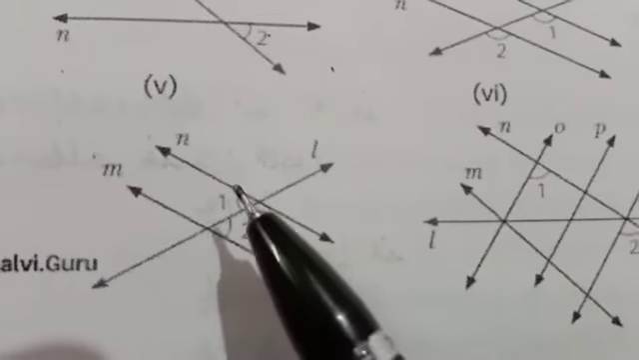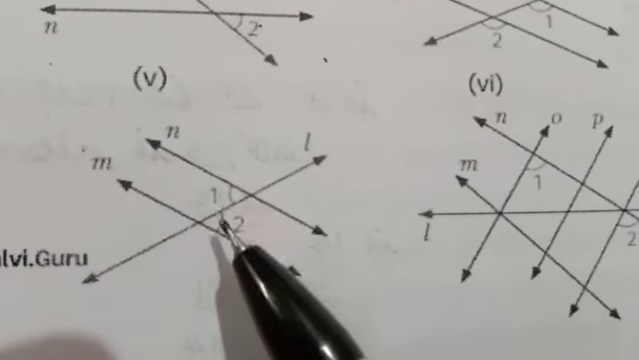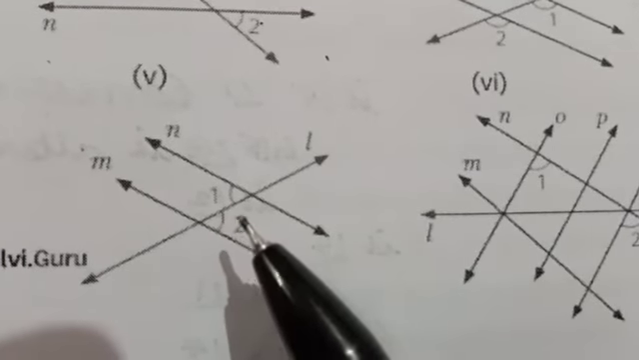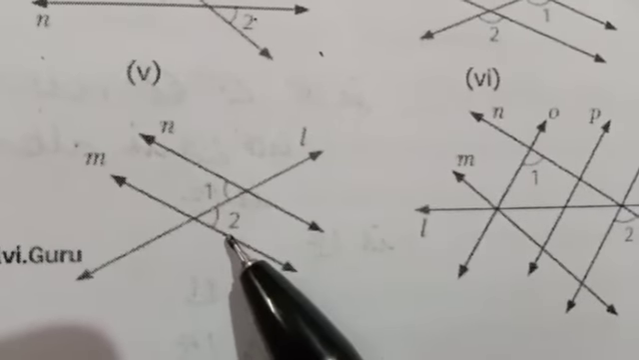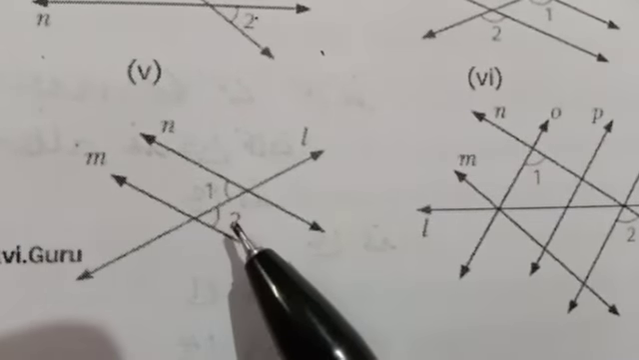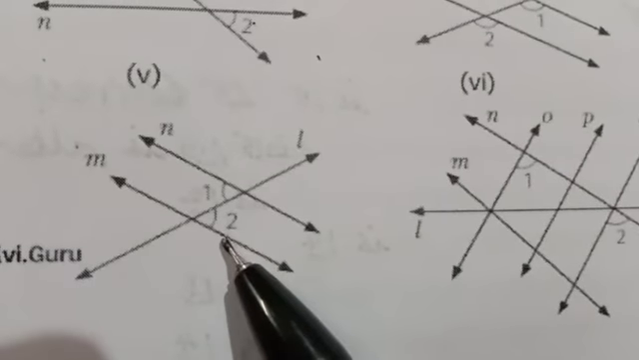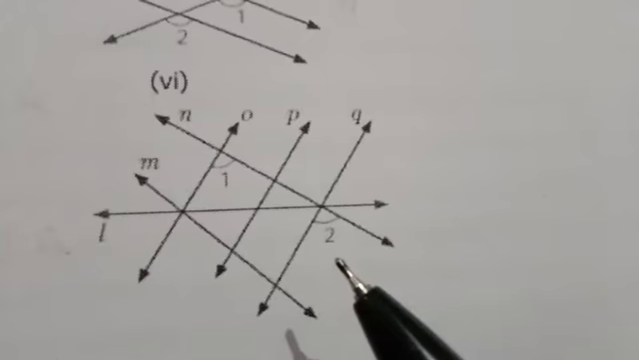Okay students. Yes. Fifth picture, you have to observe. For these two are interior angles. Yes students, interior angles. So these are alternate. Yes, these two are alternate. So angle 1 and 2 are alternate interior angles. Okay students. Now observe this sixth picture.